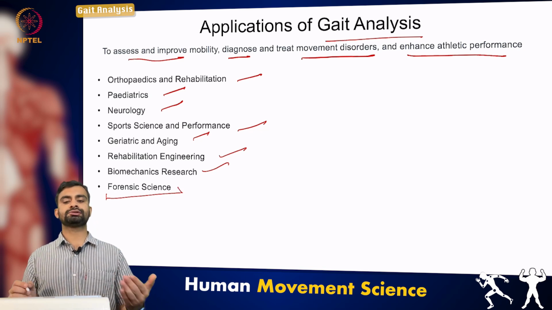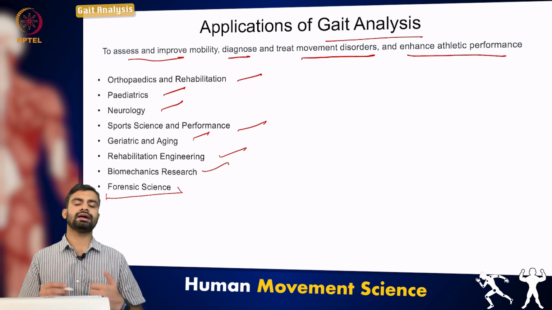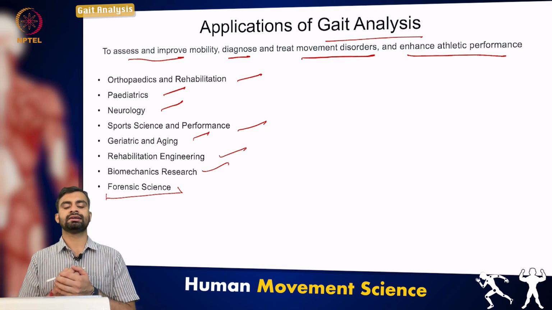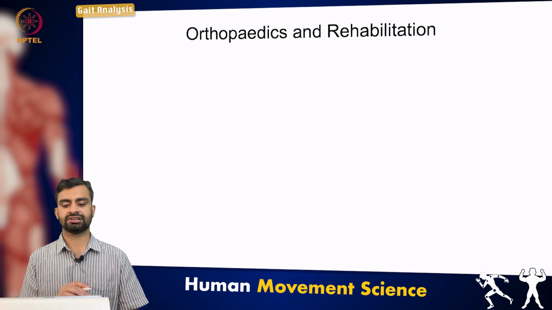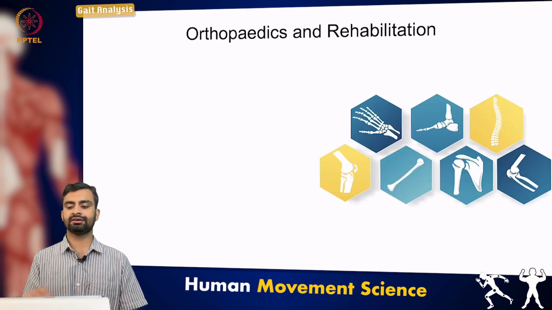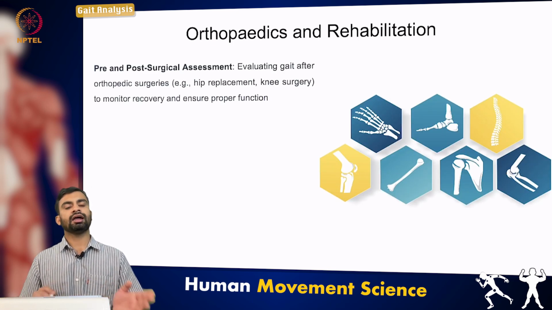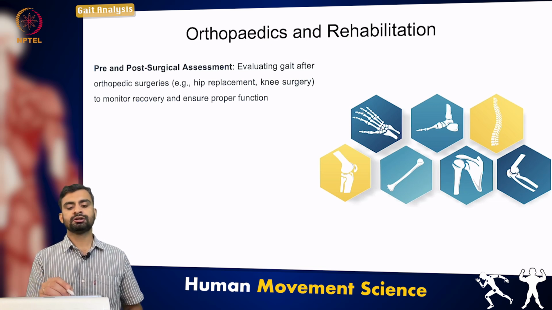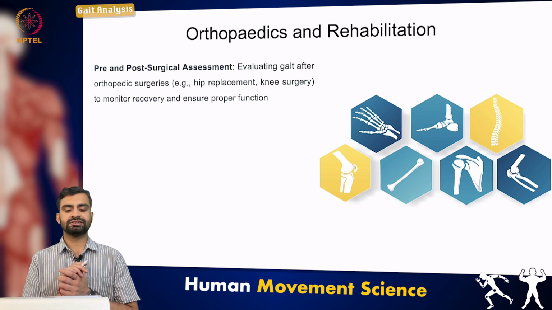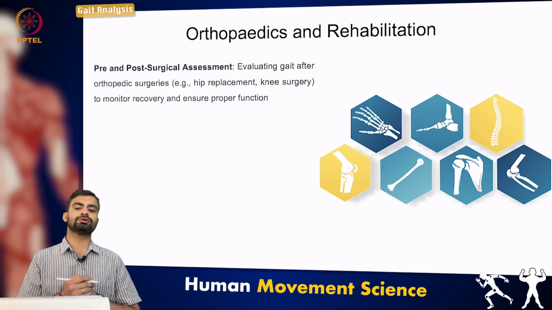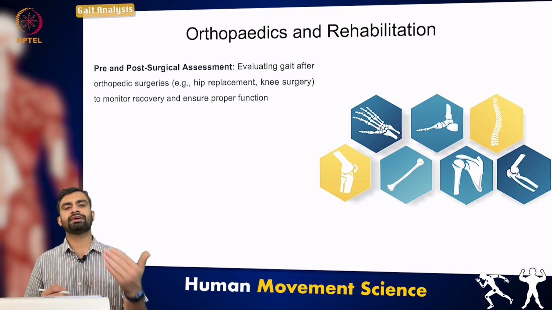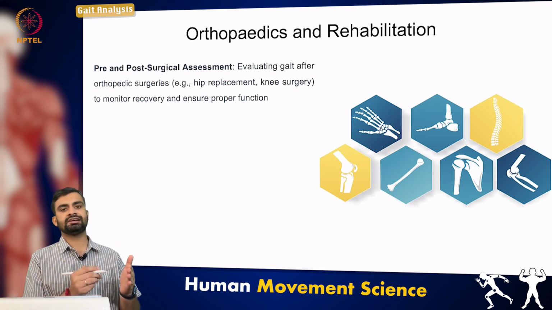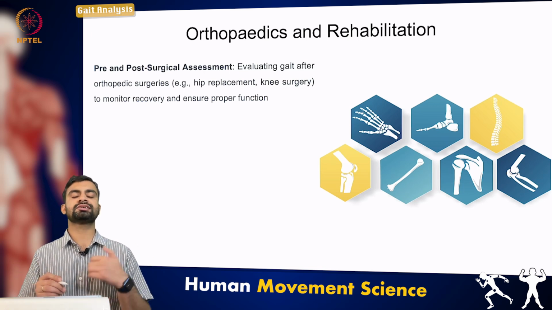So now let's look at these examples one by one and see how the knowledge from gait analysis can be applied in these particular applications. Let's start with orthopedics and rehabilitation. In orthopedics and rehabilitation, gait analysis helps in pre and post surgical assessments. What we do in pre and post surgical assessments is, when in orthopedic settings a patient is required to undergo a surgical intervention.